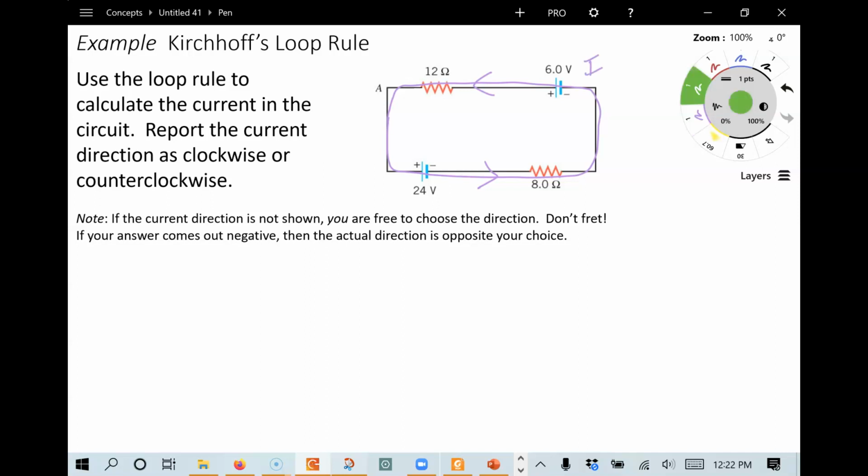Let's look at the top resistor. It flows from high to low. Let's look at the bottom resistor. It flows from high to low. We've got plus and minuses on everything. We are ready to do Kirchhoff's loop rule for this loop.